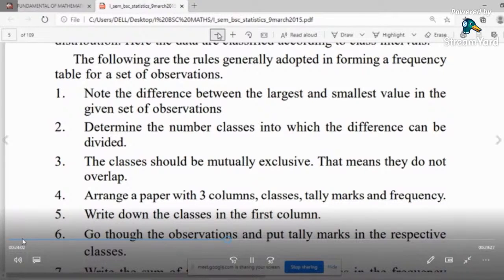Now the method. Arrange the paper with 3 columns. That is, 1 is the class column, as we saw in the example. Another is the tally column, another is the frequency column. Okay, write down the classes in the first column.